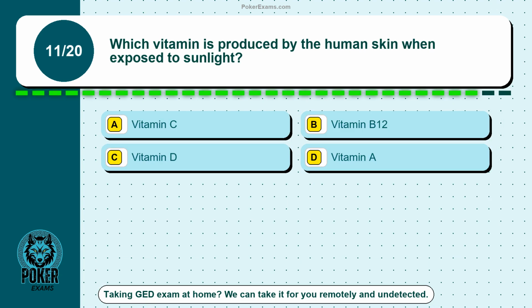Question 11. Which vitamin is produced by the human skin when exposed to sunlight? Option A. Vitamin C. Option B. Vitamin B12. Option C. Vitamin D. Option D. Vitamin A.